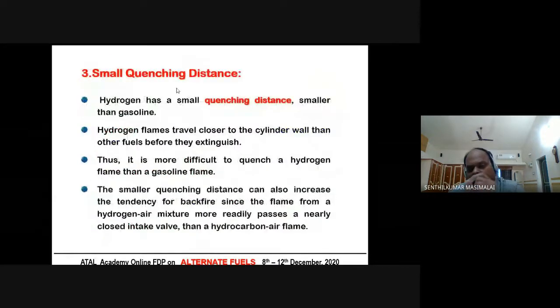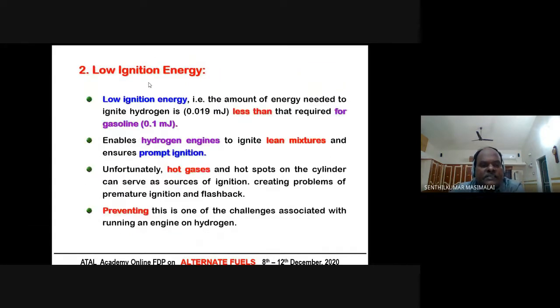So I used to tell one simple example for the ignition energy and auto ignition temperature. In our Deepavali festival, we use sparklers, no? If you want to ignite a sparkler with the help of the candle flame, you are trying to fire the sparkler with the candle flame.